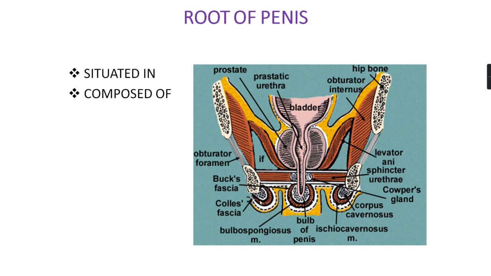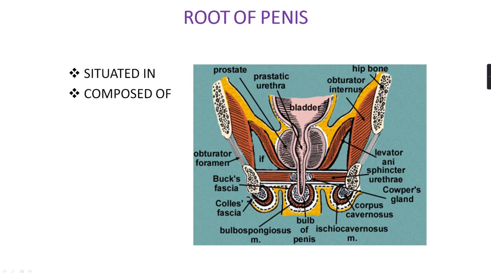As you can see here, the crura is attached to the margin of the pubic arch and it is covered by this one. This is the ischio-cavernous muscle. You can see here, this is the crura of one side, this is the other side, and it is covered by the muscle called the ischiocavernosus.